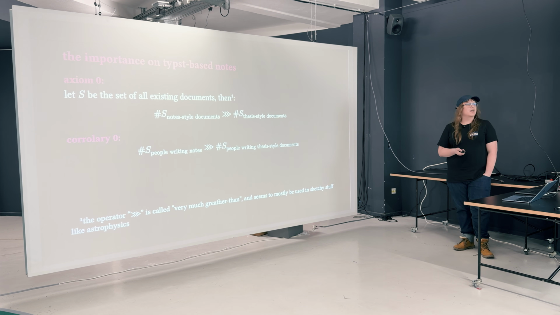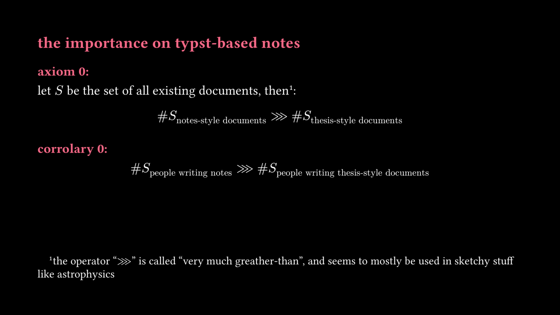So let's start with an axiom, okay? Axiom 0: if S is the set of all existing documents, then the amount of note-style documents is very much greater than the amount of thesis-style documents, okay?